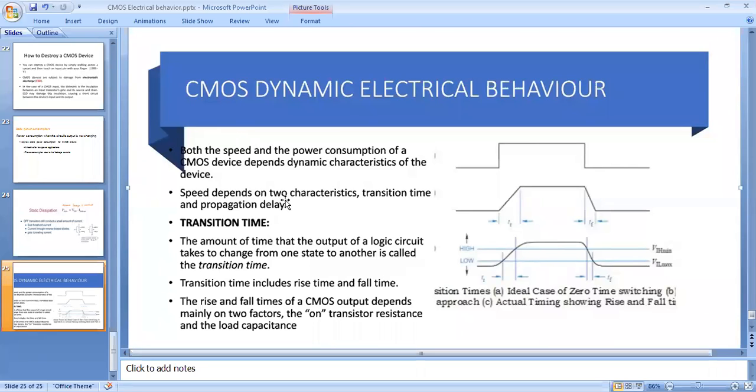So dynamic means changing. Input and output levels change. Voltage levels change. So depending upon the input and output voltage level changes, we calculate two parameters. What are the two parameters? Speed and power consumption. To know the speed, we must know the timings. What are the two timings? Transition time is one and another one is propagation delay time. So what is transition time? It is a combination of rise time and fall time. So already you know the definitions of rise time and fall time.